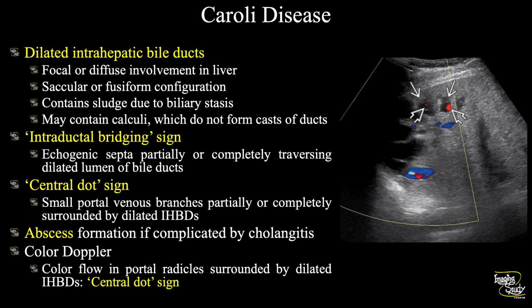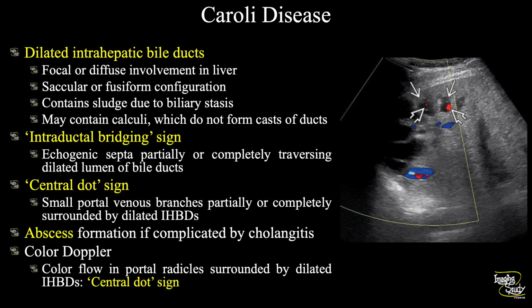There will be dilated intrahepatic biliary tree, which may be focal or diffuse, saccular or fusiform, with internal slush due to biliary stasis, or may also contain calculi. Now there are two common signs that we describe in Caroli disease. The first one is the intraductal bridging sign, where you'll see the echogenic septa partially or completely traversing the dilated lumen of the bile ducts.